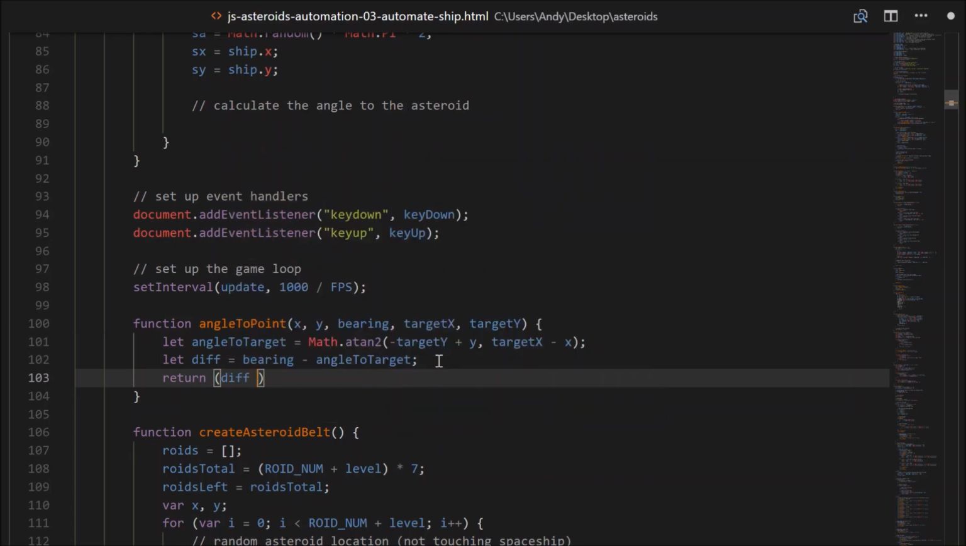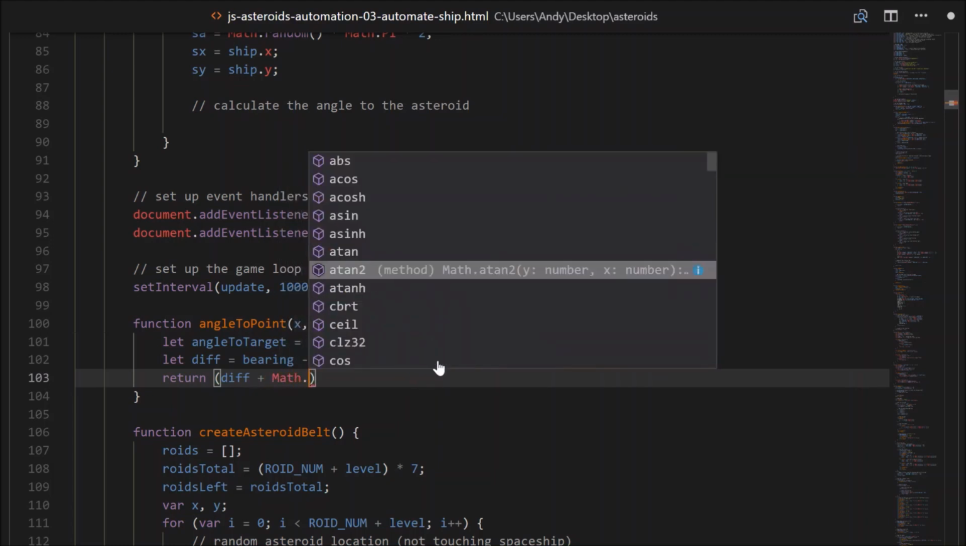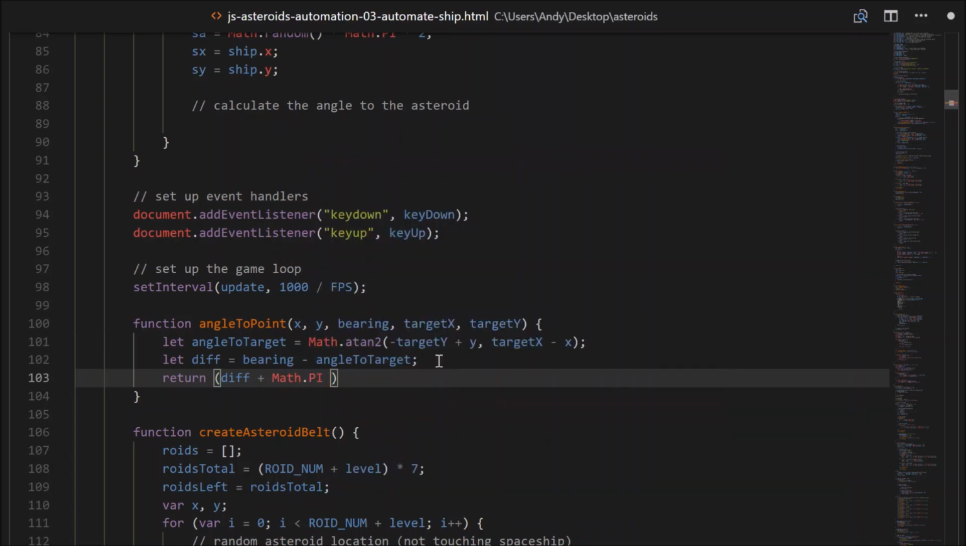Remembering we can add 360 degrees to any angle and it's still the same effective angle. If I'm facing 40 degrees and I add 360 degrees, so 400 degrees, I'm still facing at the same angle, aren't I? So we will add 360 degrees, Math.PI times 2.